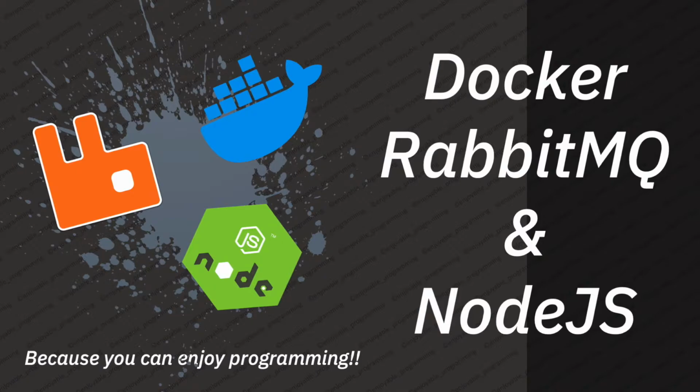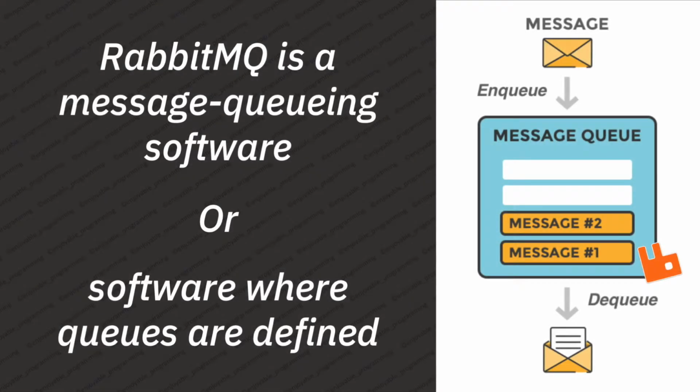But first of all, we need to talk about RabbitMQ. What is RabbitMQ? It's a message queuing software, also known as a message broker. Simply said, it is software where queues are defined to which applications connect in order to transfer a message or messages.